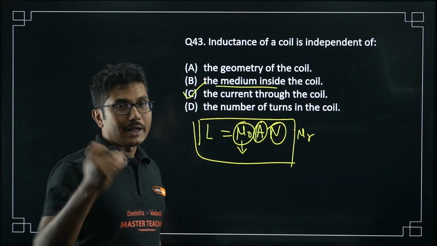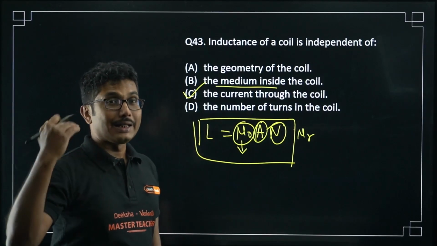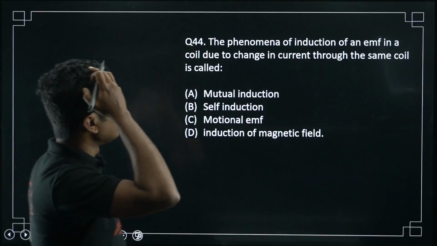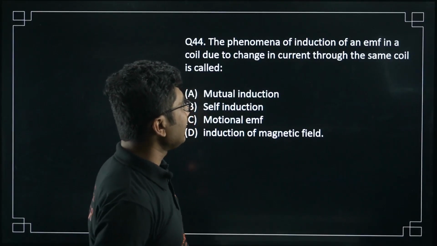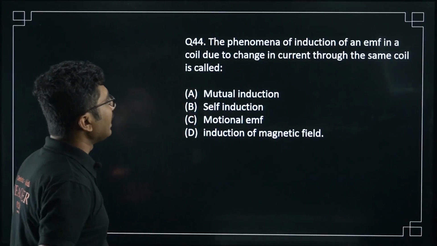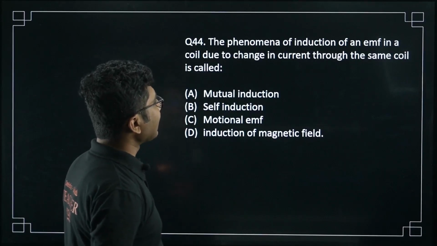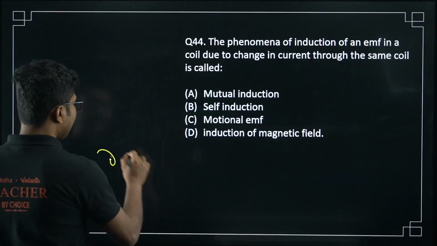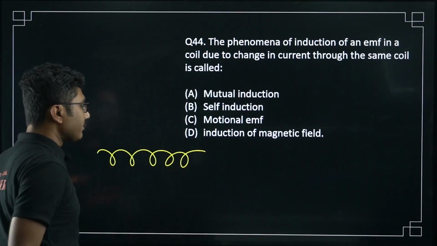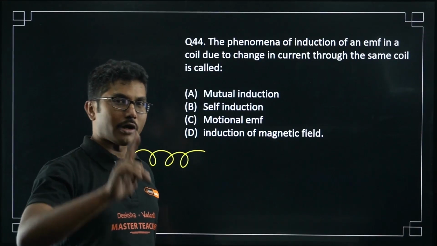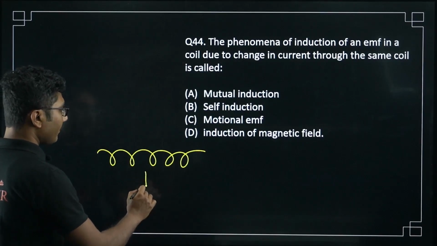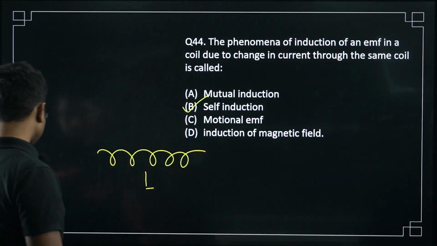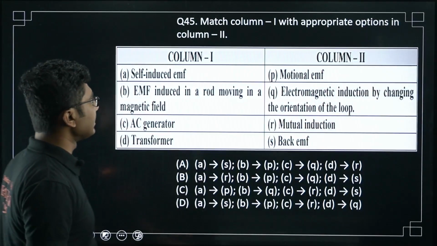The more the current, the more it will oppose it, but inductance will be constant. Inductance does not depend on the current. The phenomenon of induction of an EMF in a coil due to change in the current through the same coil is called self-inductance. So we have a coil, the induction happens when current changes through one coil only, and that is called self-inductance or self-induction in this case.